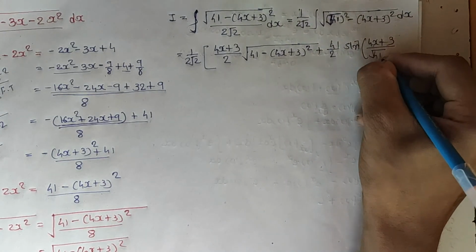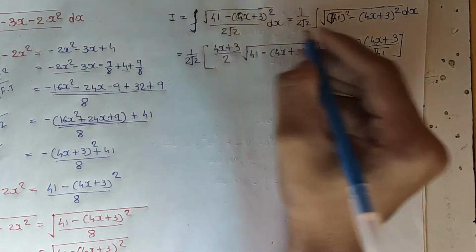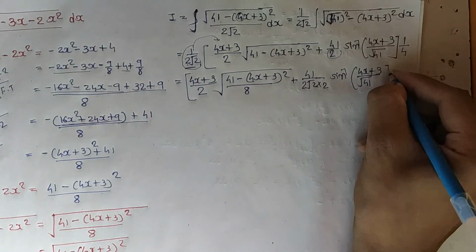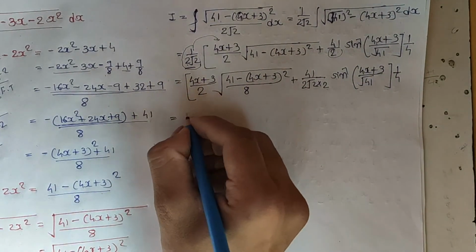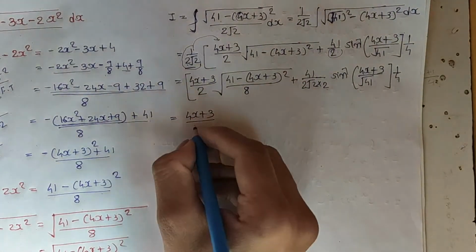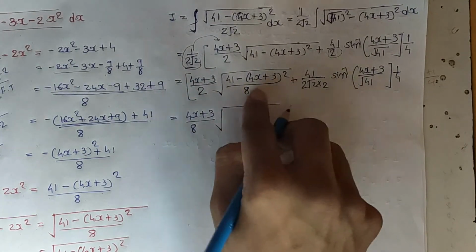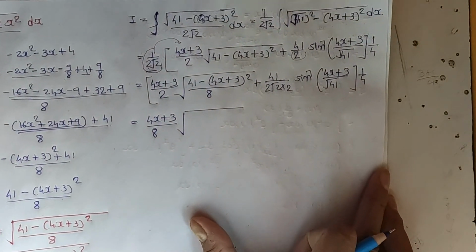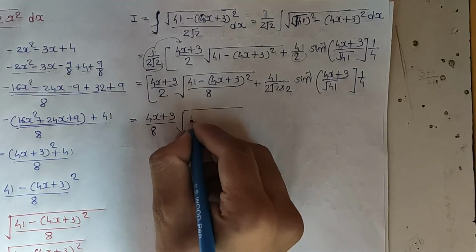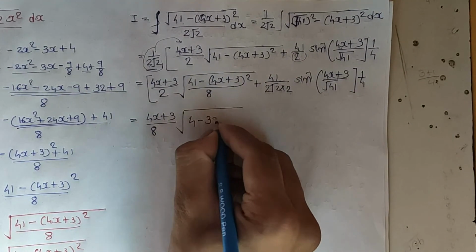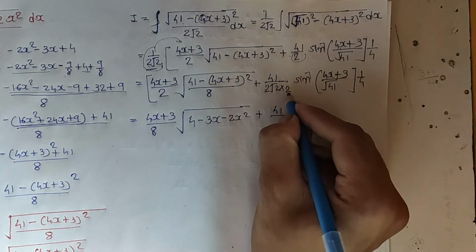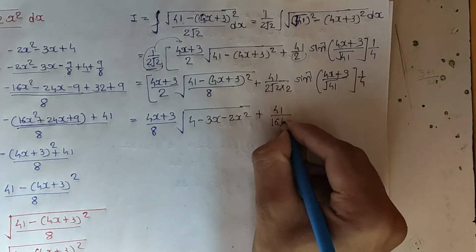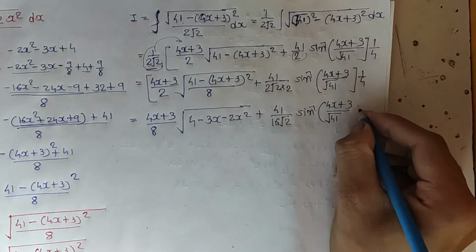Next is I equal to integration of square root of 9 minus x² dx. Now I can write it as integration of square root of 3² minus x² dx. Using the formula, we get the answer: x/2 square root of 3² minus x² plus 3²/2 sin inverse x/3 plus c. That is x/2 square root of 9 minus x² plus 9/2 sin inverse x/3 plus c. And that is our answer.